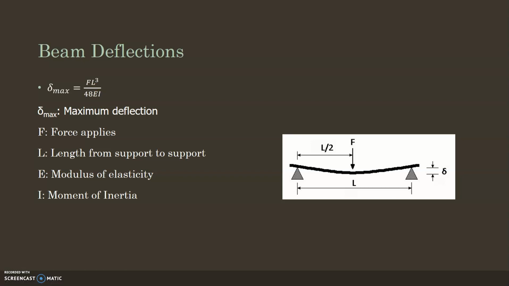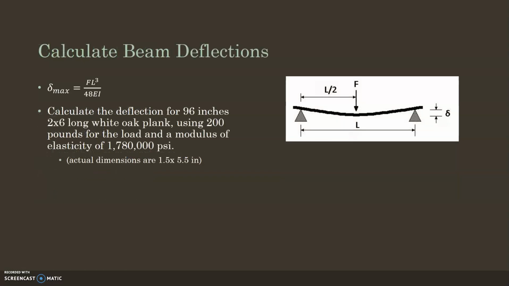So we have to calculate the moment of inertia, and you have to know the material in order to figure out what that beam is going to deflect. So let's actually do a calculation. Calculate the beam deflection for a 96-inch 2x6 white oak plank using 200 pounds for the load and a modulus of elasticity of 1,780,000 psi.